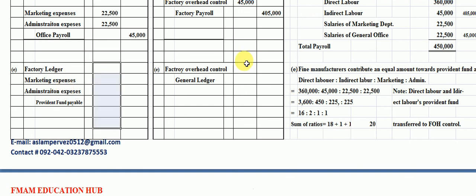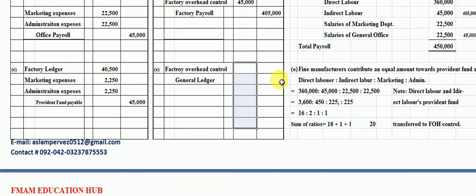In the head office book, firstly the factory ledger is 40,500 rupees, the contribution of the provident fund on behalf of the factory. Marketing is 2,250 rupees and admin also 2,250 rupees here. The sum is 45,000 rupees. Students, these are the entries for the provident fund contributed by the employer to his employees.